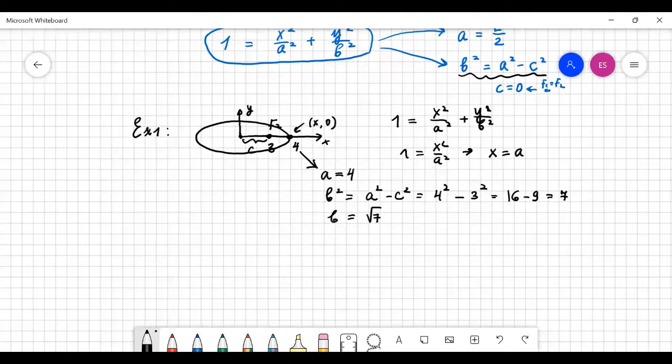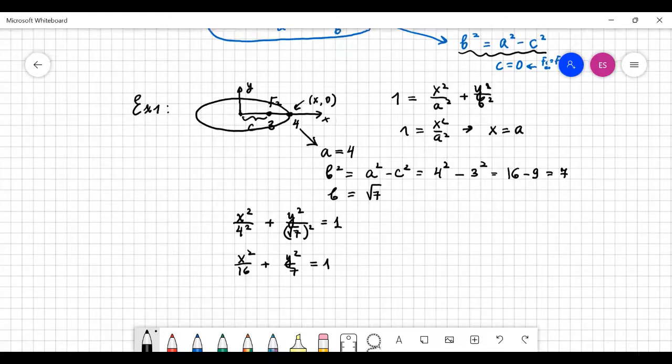We are ready to write down the equation of this ellipse. x squared over a, which is 4 squared, plus y squared over b, which is the square root of 7 squared, equals 1. If you don't like to have squares in the denominator, you can simplify it as x squared over 16 plus y squared over 7 equals 1. Otherwise, that's the equation of an ellipse.